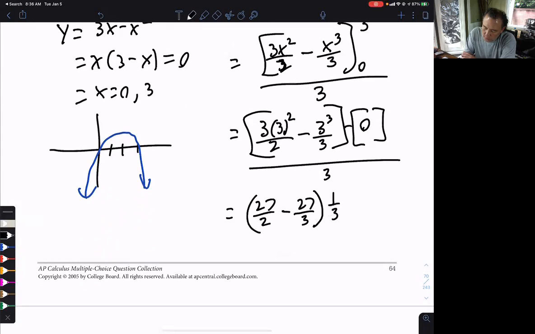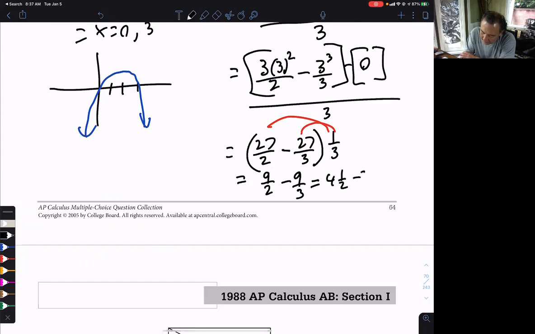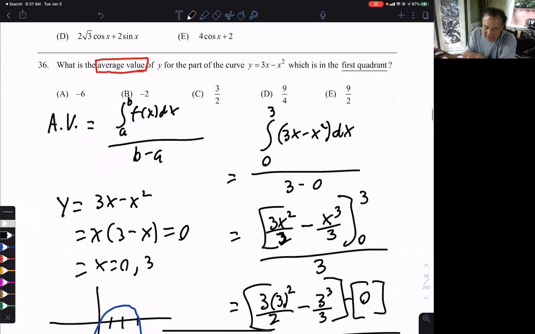I'm going to times 1/3. So dividing by 3 is multiplying by 1/3. Let me go ahead and distribute that because it's going to make my life a tad bit easier. That's going to become 9 halves minus 9 thirds, which is 4 1/2 minus 3, which is 1 1/2. Hopefully. Is that there? 1 1/2? There it is.